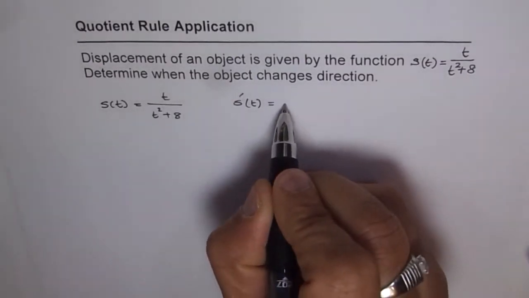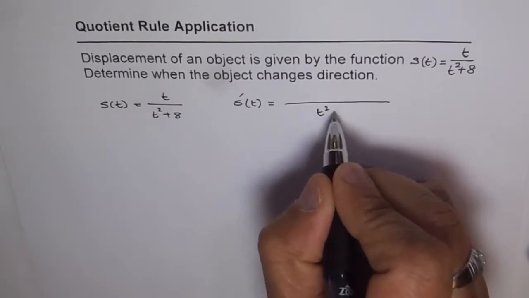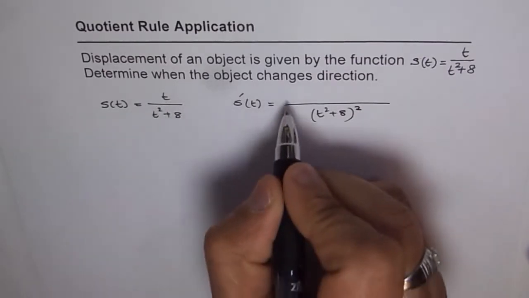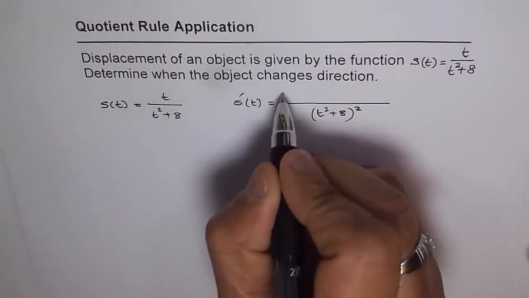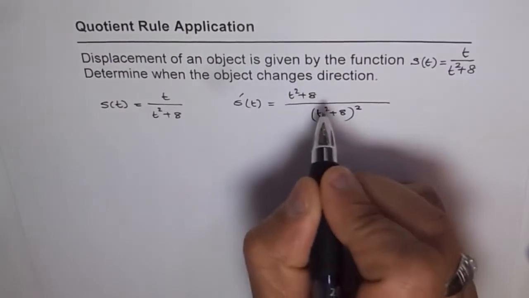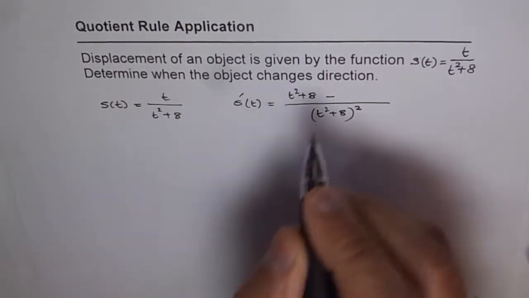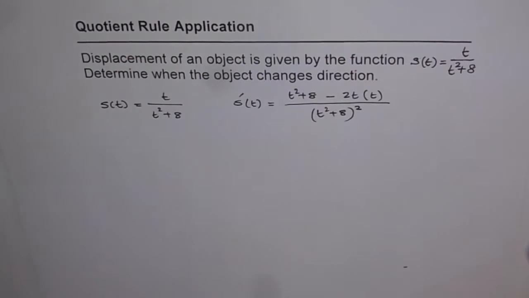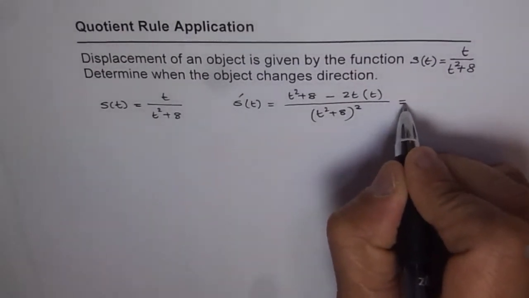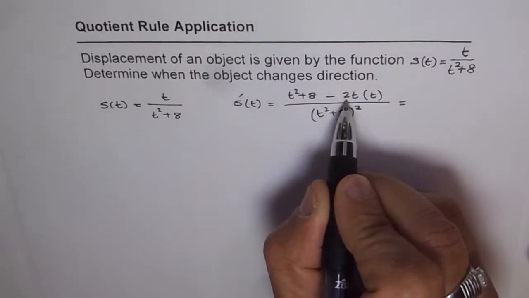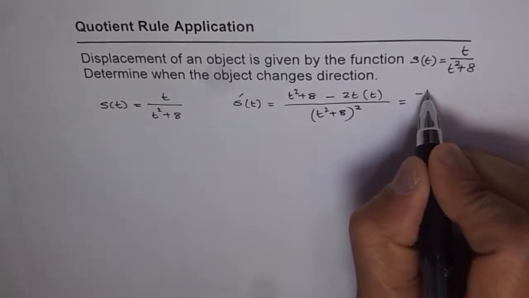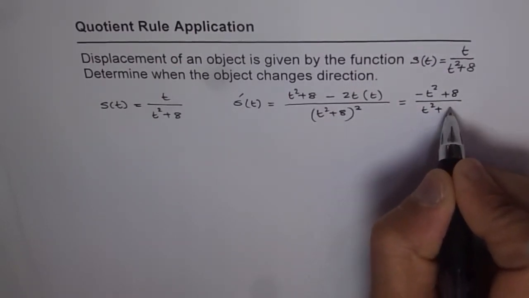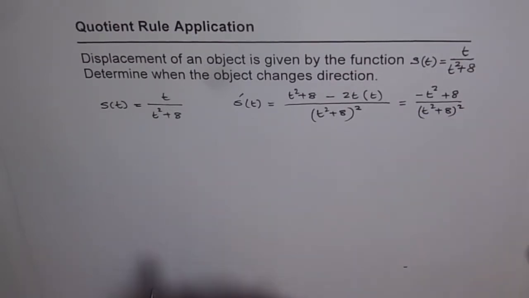So the quotient rule is the denominator squared, which is t squared plus 8 whole squared, right? And then the derivative of the first function, which is 1 in this case, times the second function, which is t squared plus 8, minus the derivative of the second function, which is 2t, times the first function. So that is the derivative of the given function. Now this could be simplified and written as, so we got t squared minus 2t squared, right? That means minus t squared plus 8 over t squared plus 8 whole squared, right? So that is our function here.